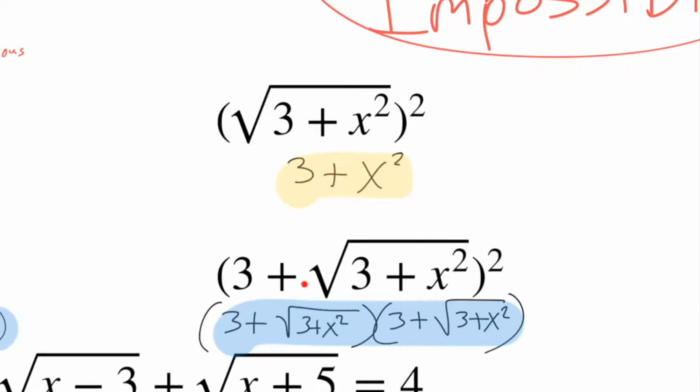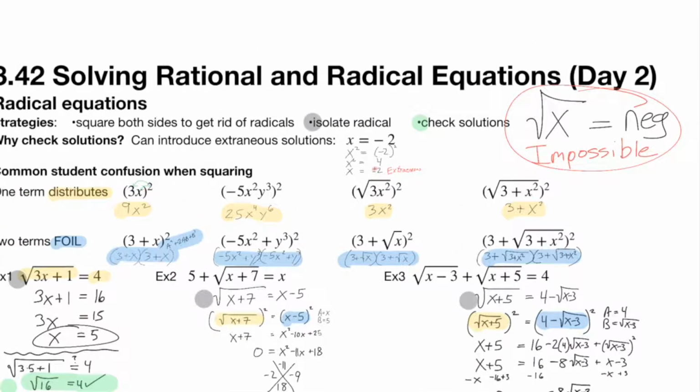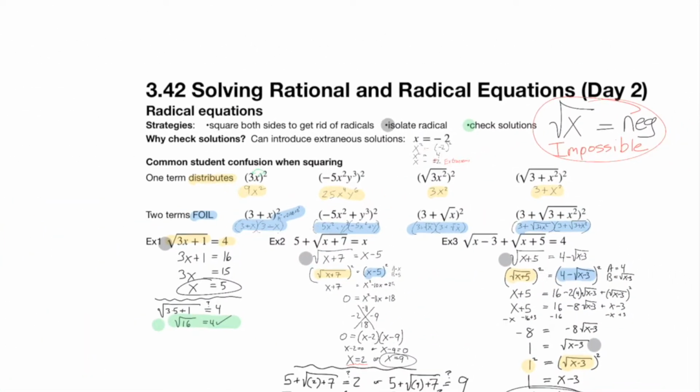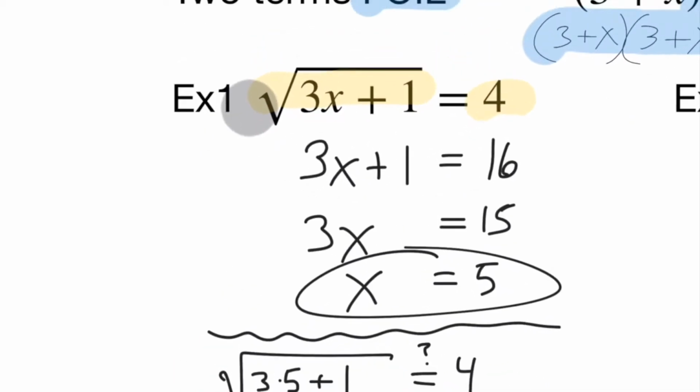Compare that to this, well, yeah, you would definitely have to FOIL that, and that is a lot of work. But you can do it, and it's possible. Okay, so that's the common confusion. Let's get started on actually solving these.